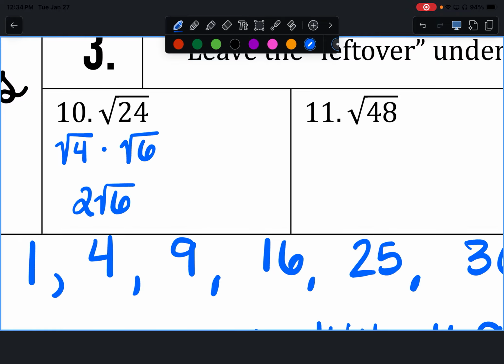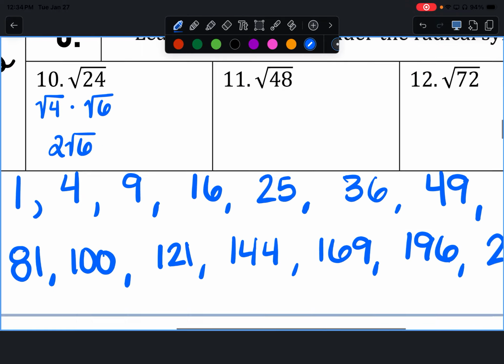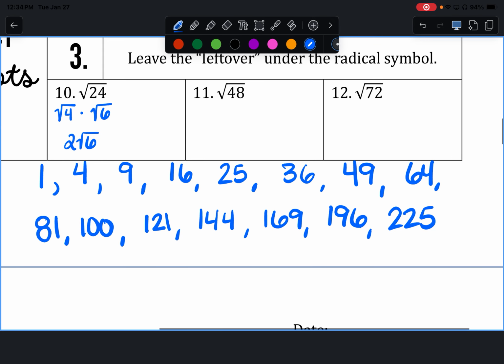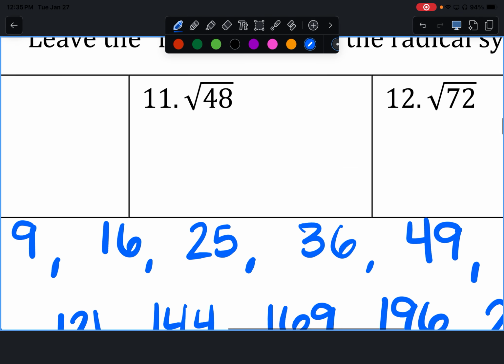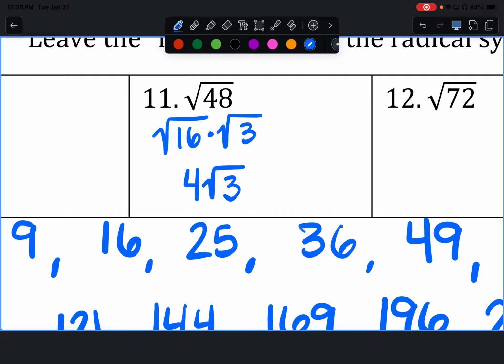Okay? For number 11, okay, we have 48. Okay? What is the biggest perfect square that can go into 48? Okay, because we know it can't be any of these, right? And it's not 36, and it's not 25, so it is 16. Check them if you need to, okay? Whatever you need to do. 16 times what gives you 48? 3. Okay, so the square root of 16 times the square root of 3. What is the square root of 16? 4. So it is 4 root 3.